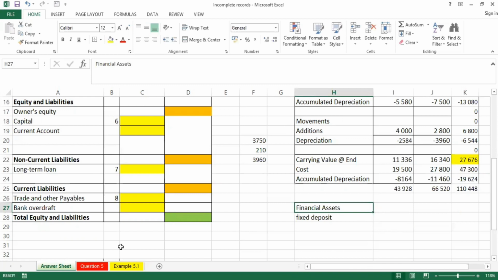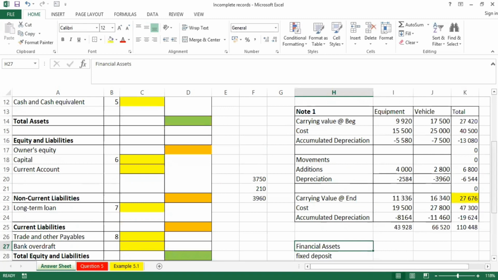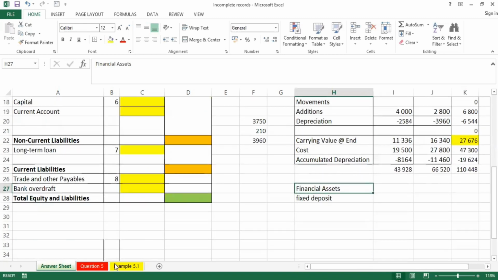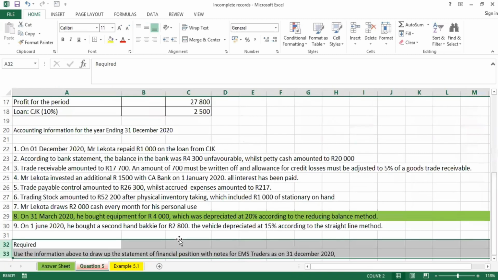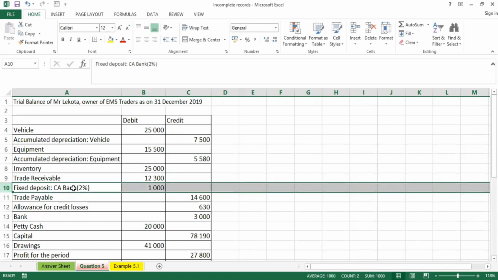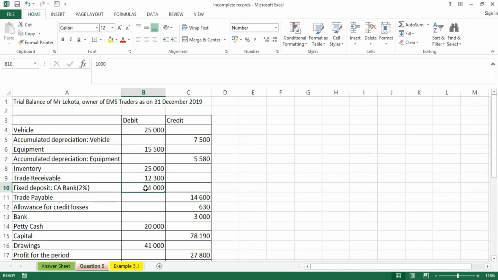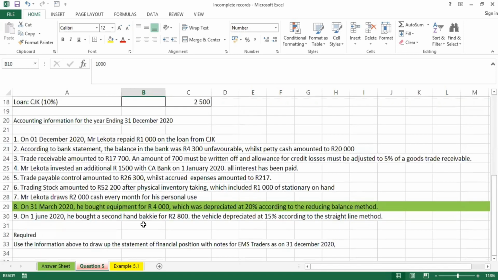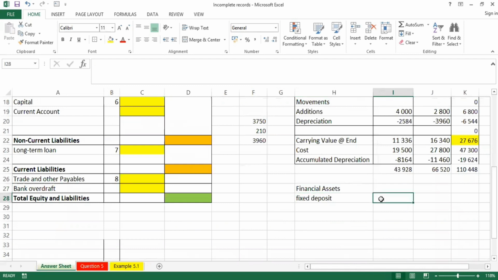Okay, so we go back to our information, which is question 5. What do they tell us concerning the fixed deposit? So here we have a fixed deposit. Generally fixed deposit, CA Bank, 2% on our interest. We're getting 2% on that fixed deposit. So we invested what? We invested 1,000. So that's our fixed deposit, 1,000.